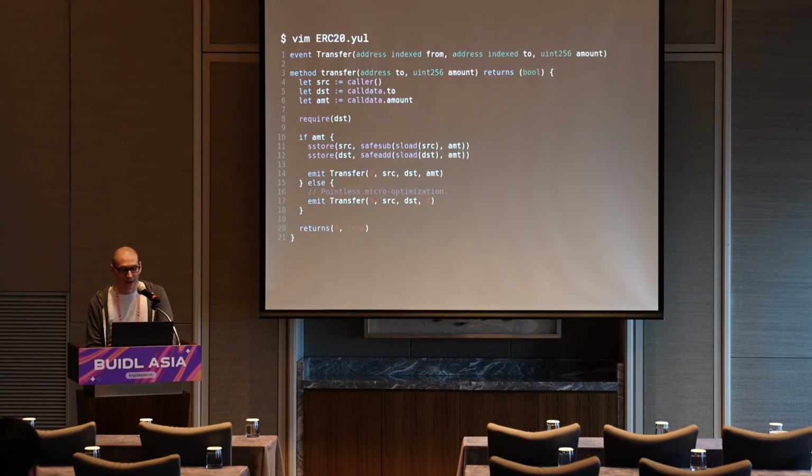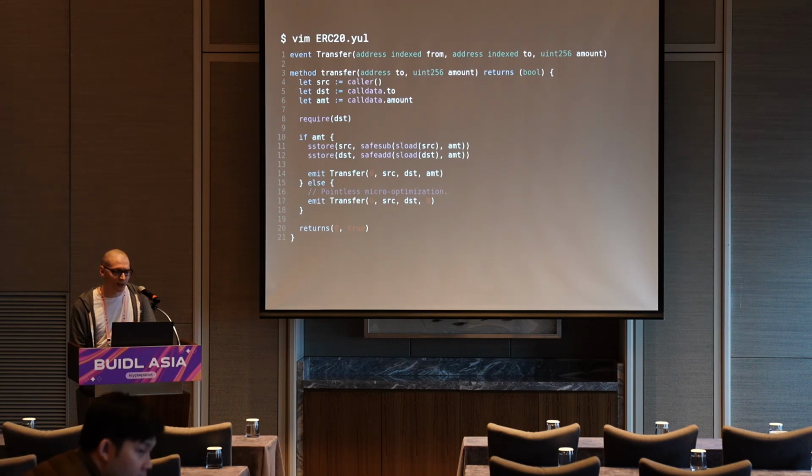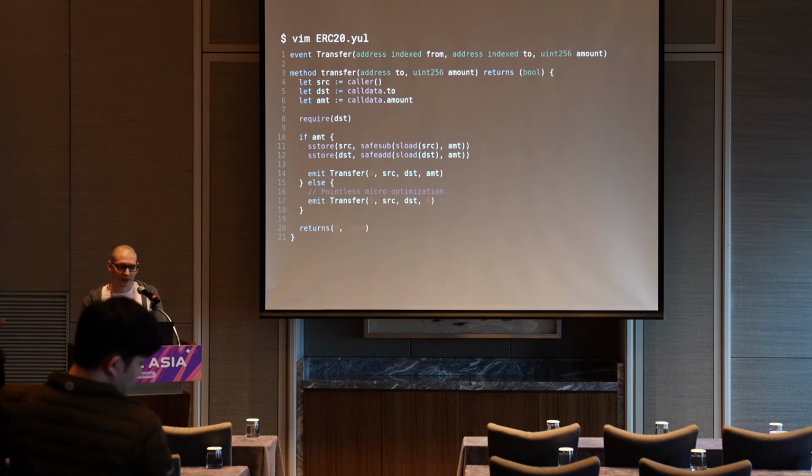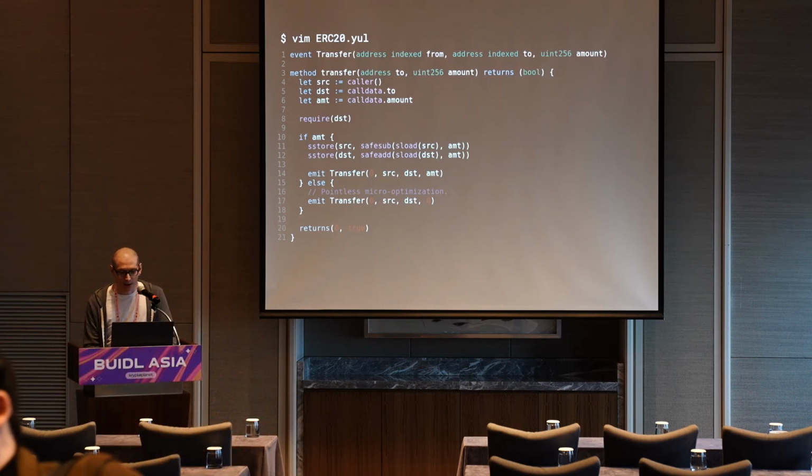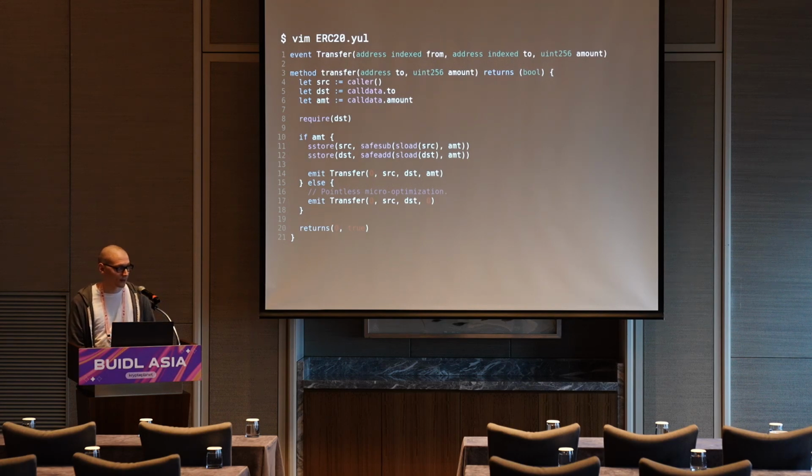So here's an example, an excerpt from an ERC20 contract. This is basically an ERC20 transfer. As you can see, we do allow you to declare events as well. And what you might notice on line 14, when you actually emit the transfer event, is there's an extra argument in the beginning. And that's because there are two indexed parameters for transfer, but there's one non-indexed parameter for transfer. So that's going to need to go in memory.